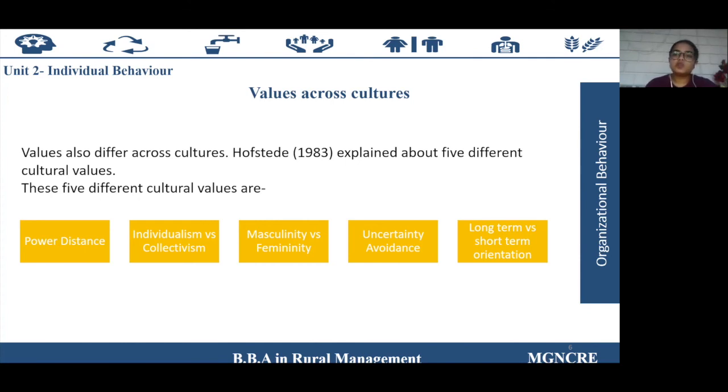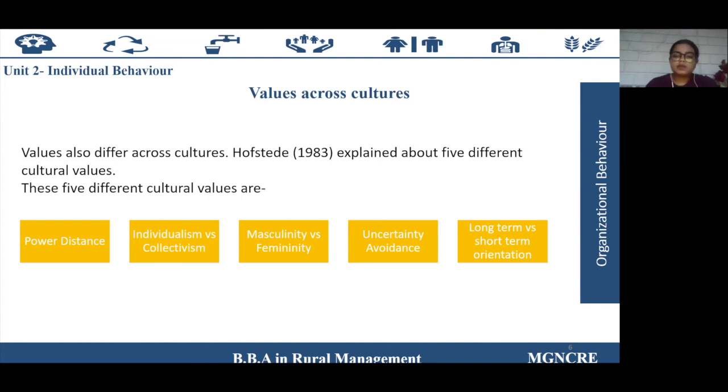Then lastly, we come to long-term versus short-term orientation. This dimension was not there previously, and it was added recently by Hofstede in 2001. Long-term orientation is the extent to which society values future trends and accepts change. But short-term orientation is the degree to which importance is given to the past and adhering to traditional norms. So in short-term oriented countries, importance is given to elders and family customs, etc.